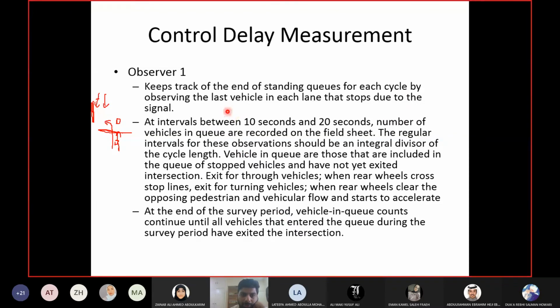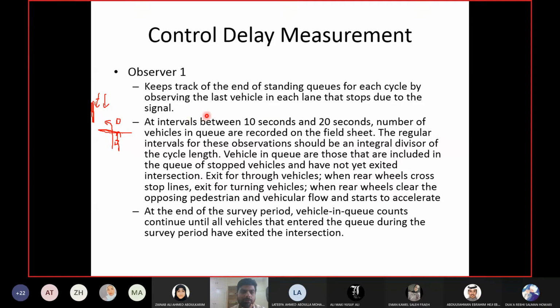We have two observers, observer 1 and 2. Observer 1 is assigned to count the number of vehicles which are in the queue at a fixed time interval. So observer 1 has the job to count the vehicles in the queue after a fixed time interval. So first of all, you give him an interval. What do we mean by the vehicles in the queue? The vehicles which come towards the signal and have to stop because there are vehicles in front of them, or because the signal is red. Any vehicle which comes to the intersection and has to stop becomes a vehicle in the queue. When they stop, they become part of the queue.